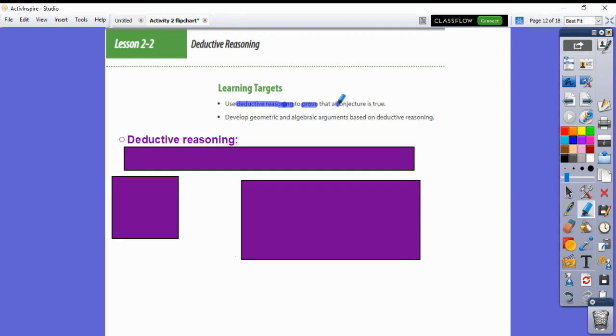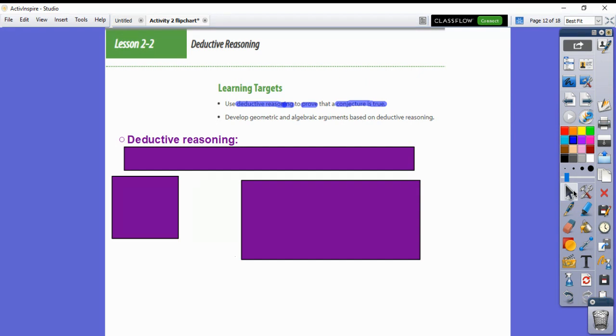So if you think about what we learned in the first part of activity 2, in lesson 2-1, we learned about inductive reasoning. We learned that inductive reasoning is based off of recognizing patterns, drawing conclusions, and making educated guesses. And we learned that those educated guesses are called conjectures. We also learned that just because a pattern looks like it's holding true for a set amount of time, that doesn't guarantee that it will always be true.